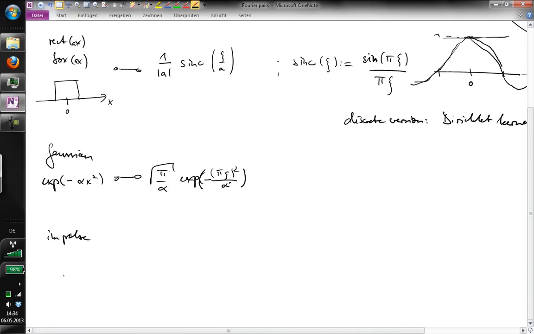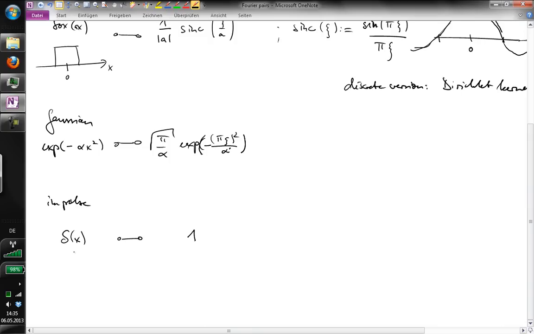I also want to mention the impulse. So if I have a single impulse sitting at the origin, its Fourier transform is constant 1. And by the shift theorem, you know that if it's not sitting at the origin but somewhere else, this corresponds to a complex plane wave in the reciprocal domain. And finally, the impulse train. T here is the period of this impulse train.